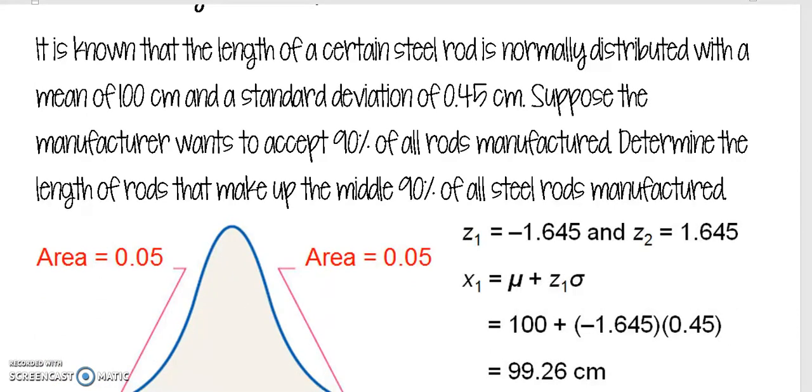So it's known that the length of a certain rod is normally distributed with a mean of 100 centimeters and a standard deviation of 0.45 centimeters. Suppose the manufacturer wants to accept 90% of all rods manufactured. Determine the length of rods that make up the middle 90% of all steel rods manufactured.